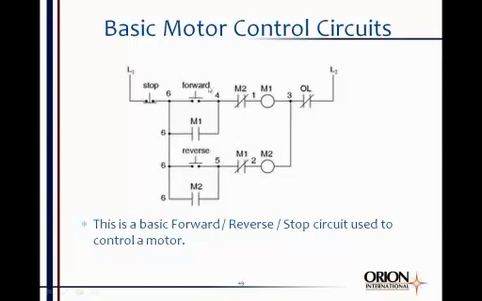Okay. So let's push that button. Let's operate this control circuit. We'll push the forward button. Now we have current flow through the forward button, through the normally closed M1 contact, and M2 contact, excuse me, and then we energize coil M1.